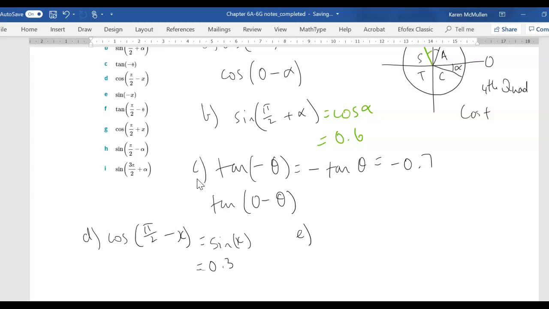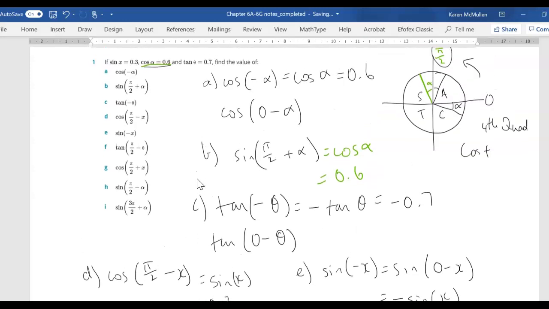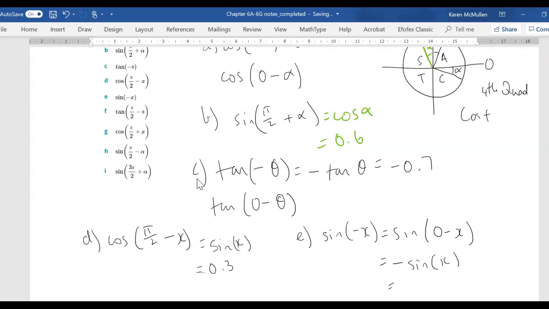Let's do question E. So we've got sine negative x. This time that is the same as saying sine 0 minus x. So we're in the fourth quadrant, and sine is negative in the fourth quadrant. So we've got negative sine x, and sine x is equal to 0.3 from memory. So our answer is going to be negative 0.3.